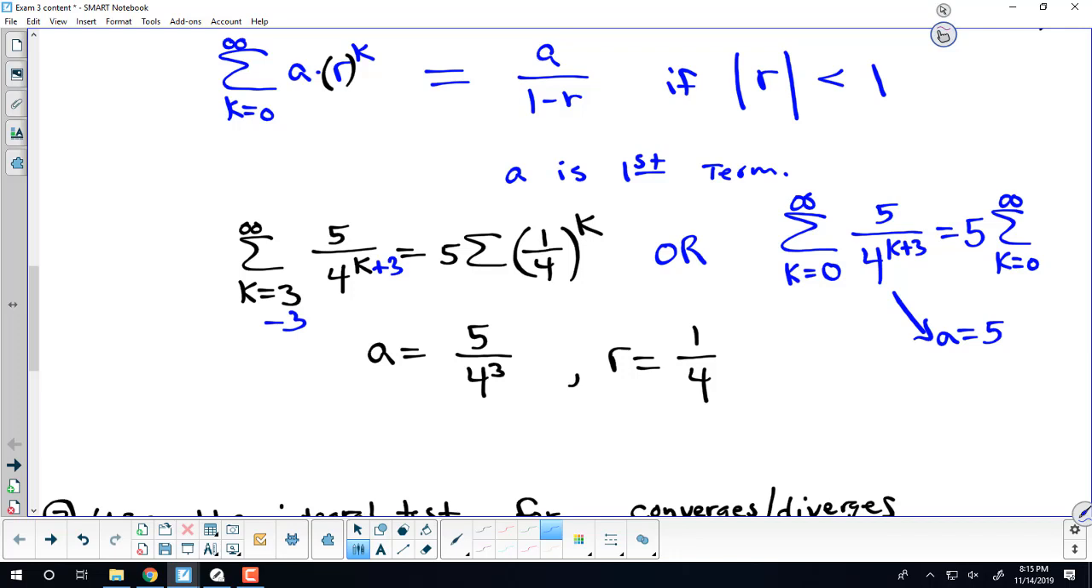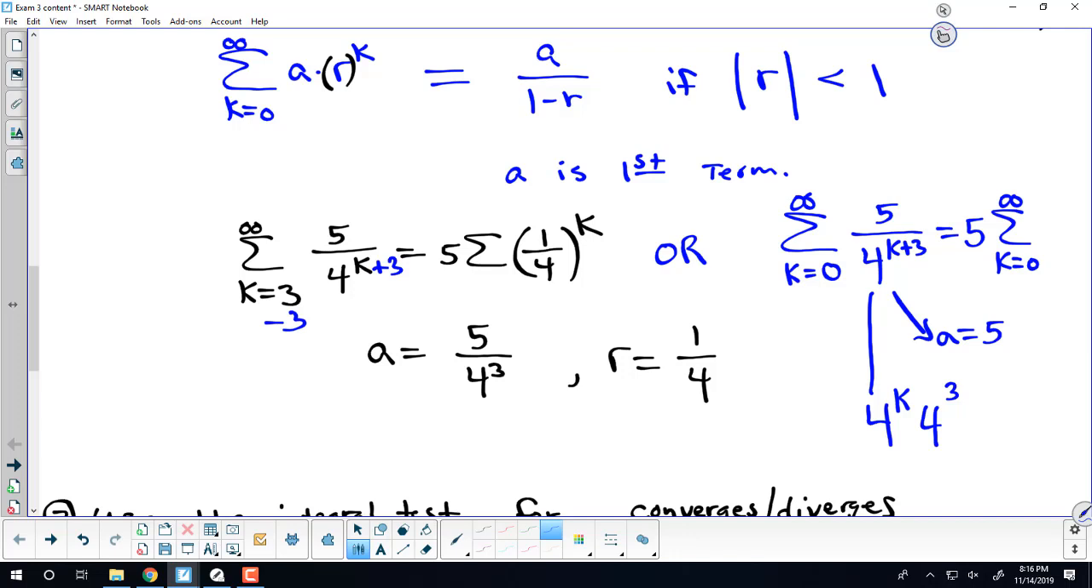When we look at the geometric series, it's presented as something only to the kth power, right? So you've got to think of this as 4 to the K times 4 to the third. So yeah, we totally misspoke, but I think it's good that we did, because the first term here isn't actually 5, because the 4 to the third is also a constant. So the first term is 5 over 4 cubed, just like we have here. Common ratio is just 1 over 4 to the k.